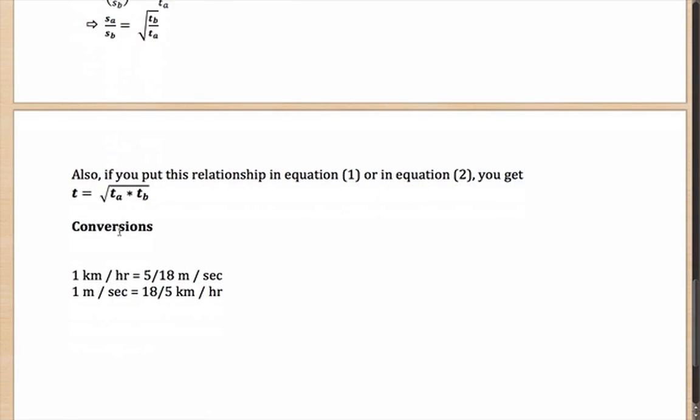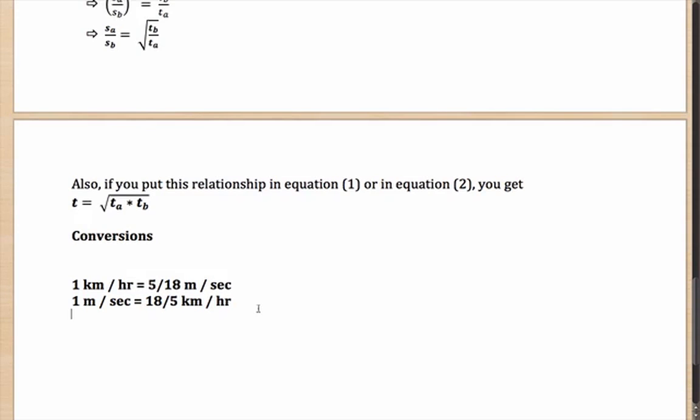Moving on, a very simplistic discussion on conversions. Well, these are the values that you need to remember. 1 kilometer per hour essentially is 5 by 18 meters per second, or the other way around, 1 meter per second is 18 by 5 kilometers per hour.